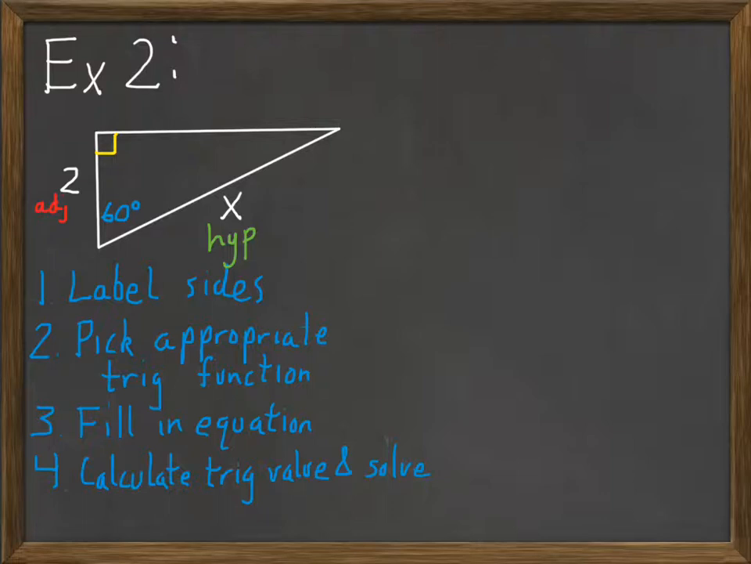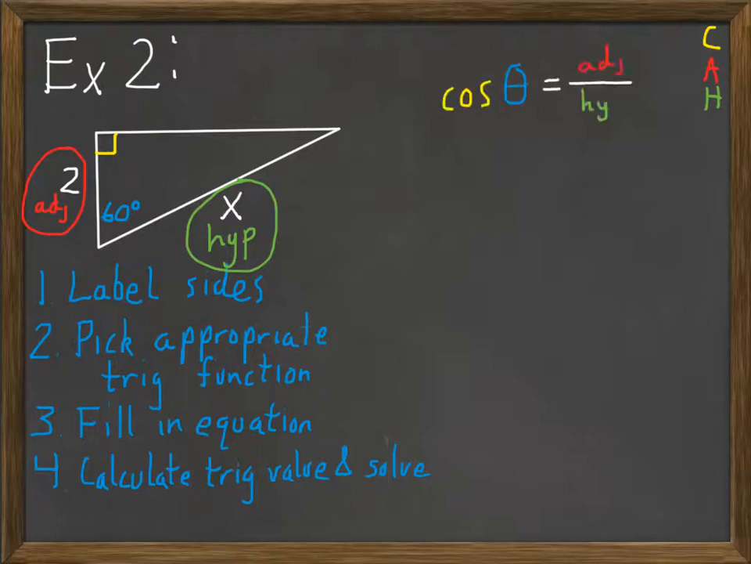Okay, so we need to pick the appropriate trig function for this problem. I have the adjacent and the hypotenuse labeled on this triangle. Which of my trig functions uses the adjacent and hypotenuse? Well, which part of our acronym, SOH CAH TOA, uses A and H? Oh, well that's the CAH part. So SOH CAH TOA has CAH, so that means I'm going to need to use the cosine function for this problem.